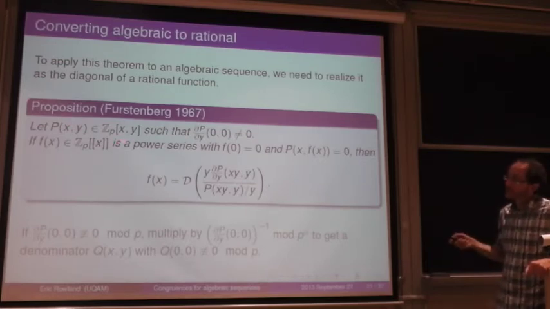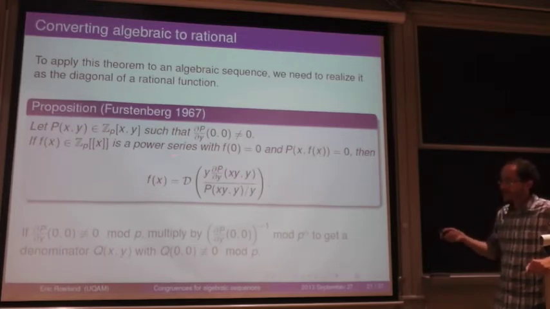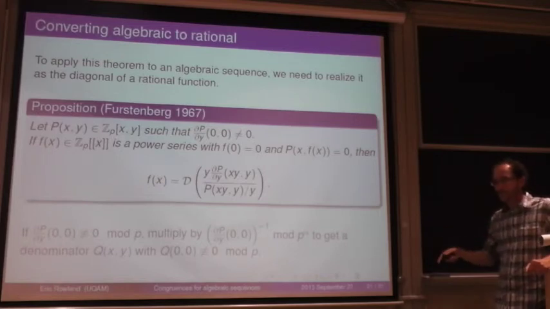So if we have some polynomial, again, this can be over the integers if you like, where the derivative at the origin with respect to y is not 0, and the constant term of the power series is 0, and the power series satisfies this polynomial, then constructing this crazy rational function by taking the derivative of this polynomial that the generating function satisfies, and then plugging in xy for x, and so on, sticking in a few y's, the diagonal of this thing turns out to be the sequence that you started with, the power series that you're interested in. So this gives you a way to turn algebraic power series into diagonals of rational functions.